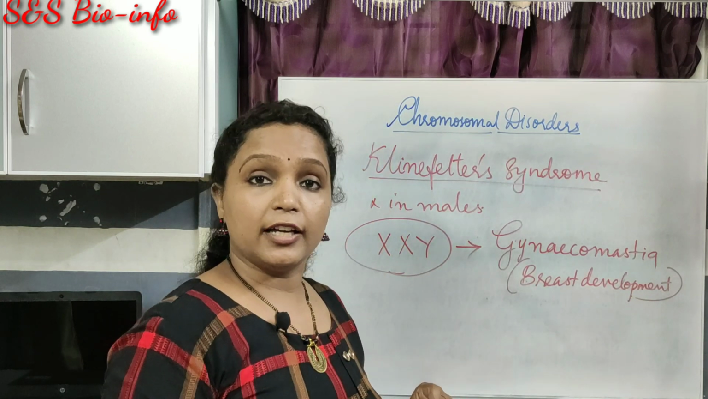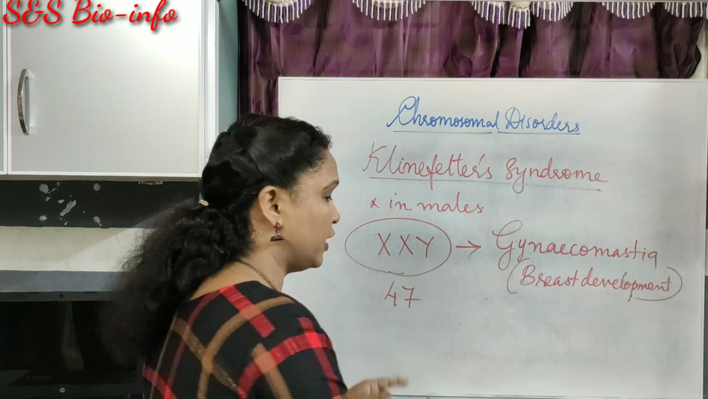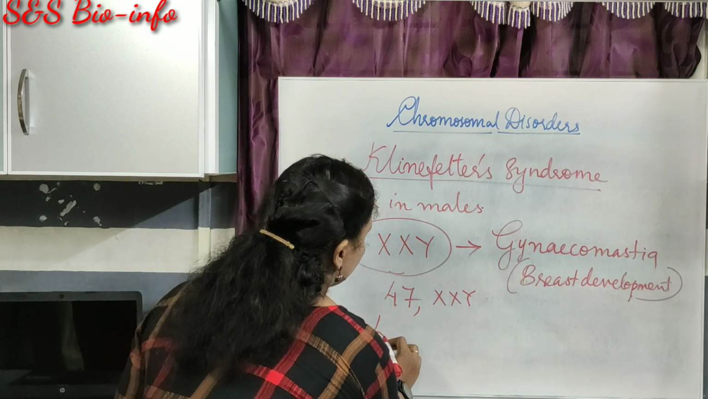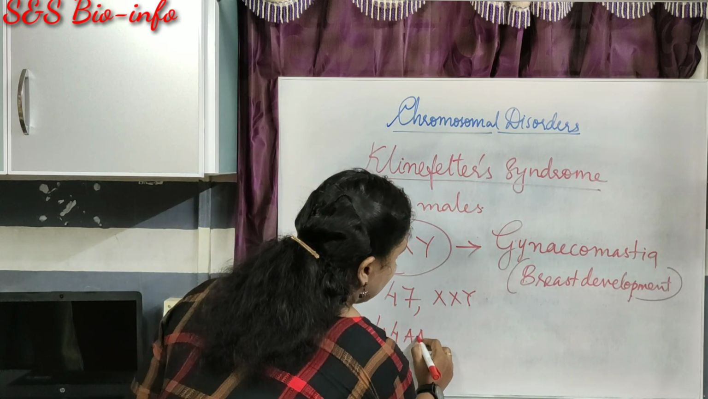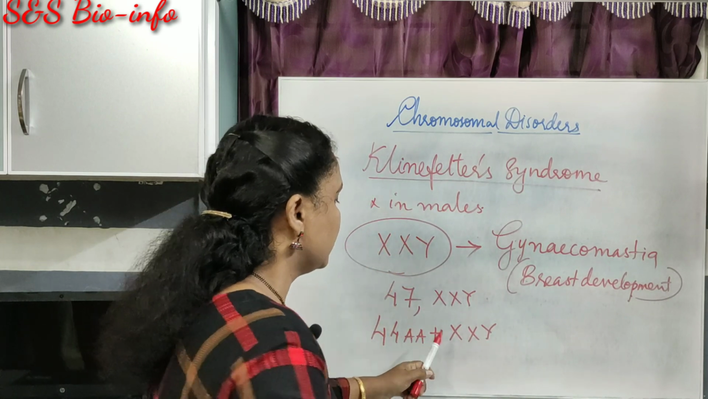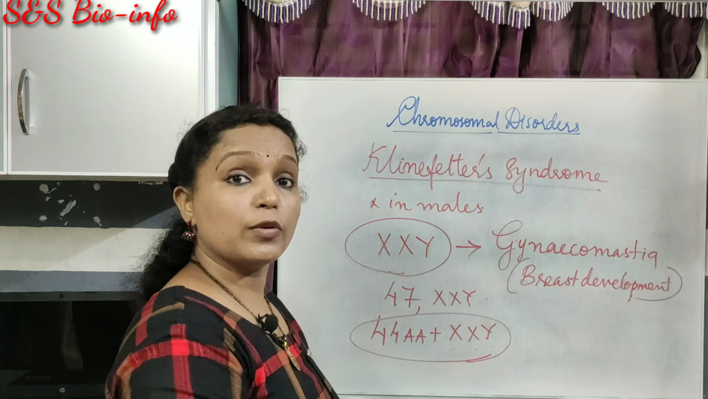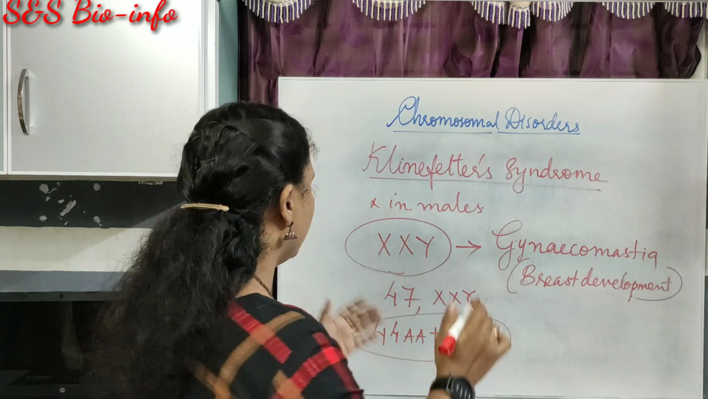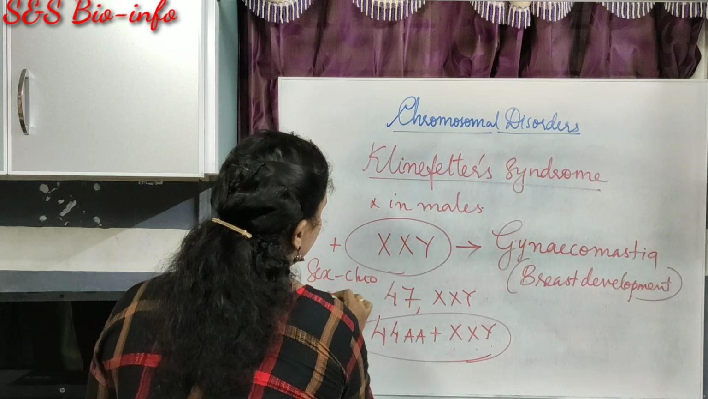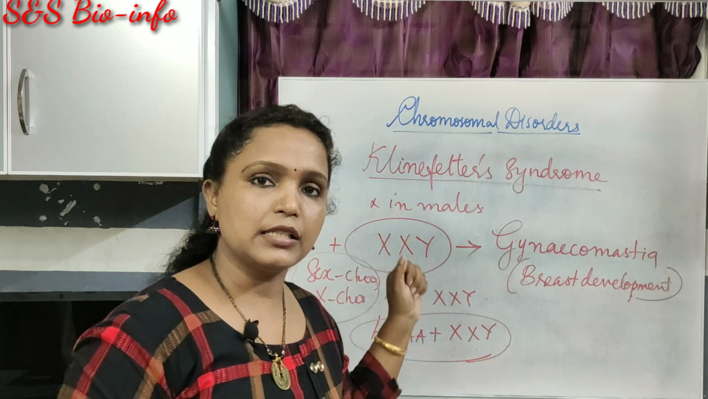Okay, the karyotype is written as total 47, XXY, or 44AA plus XXY. That means 44 autosomes, then this is the 45th, 46, 47. So the total chromosome number is 47. So it is because of the addition of one sex chromosome, or X chromosome. Got it? That is Klinefelter syndrome.